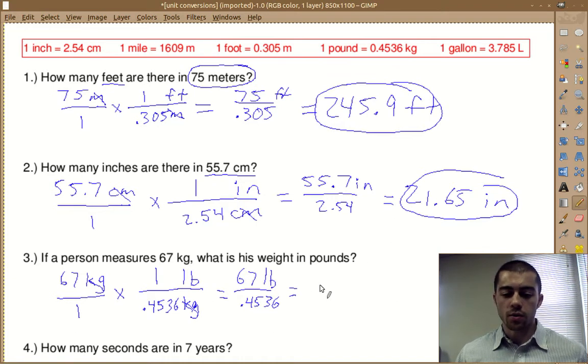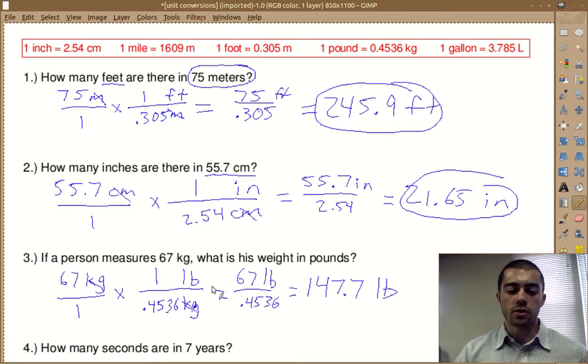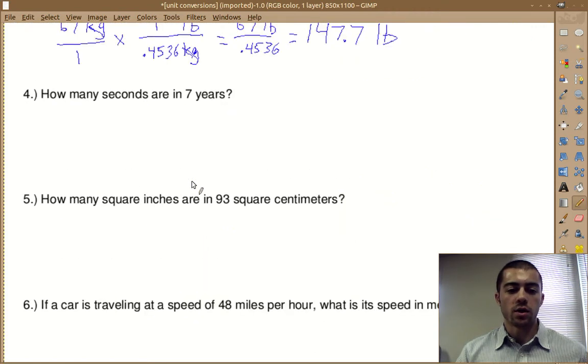So what you should end up with here is 147.7 pounds. So the three that we've had so far are pretty straightforward. We have a direct conversion between these three problems. Each of them is only one step. So what if we have something that might require more than one step?